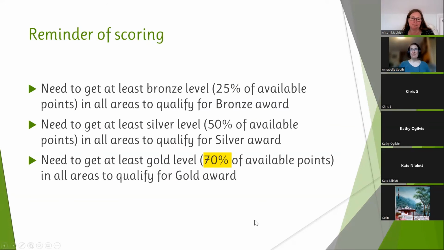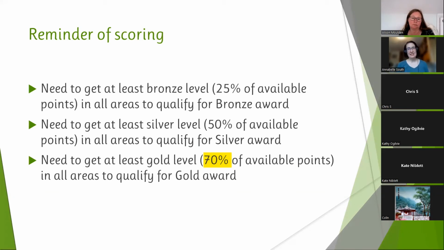Okay. So just as a reminder of the scoring for the Creation Care scheme, much like the Eco Church scheme, you need to get to bronze level in all the 7 areas, or 6 if you don't have a garden, to qualify for a bronze award. And the threshold for that is 25% of the available points in each area.